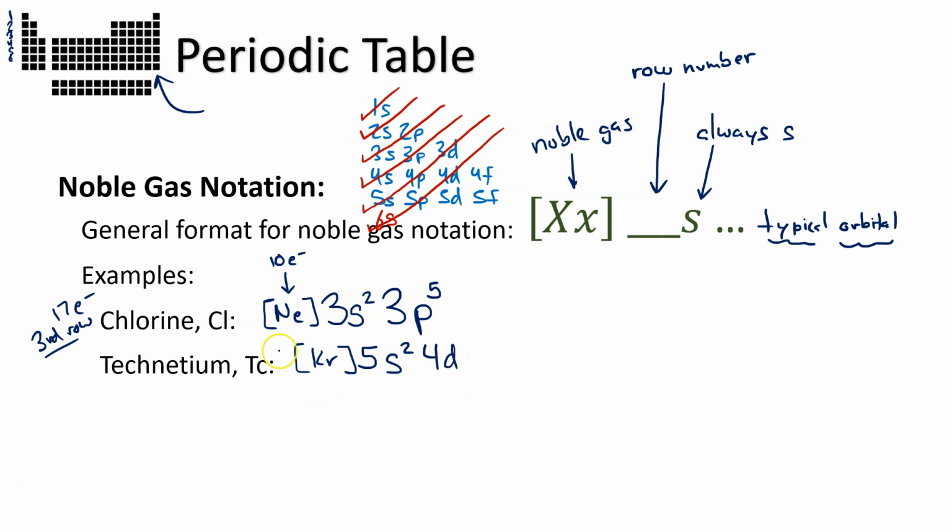Let's keep track of our electron totals as well, right? Krypton has 36 electrons, so this Kr in brackets represents 36. For technetium, I only have to get up to 43 total, so I don't have very many to go here. The 5s2 gets me to 38, which means to get up to 43, I only need 5 electrons in those 4d orbitals. And this would be the noble gas notation for technetium.